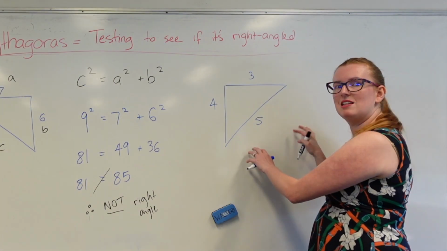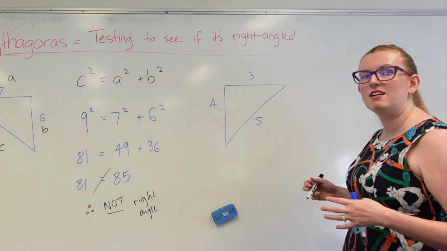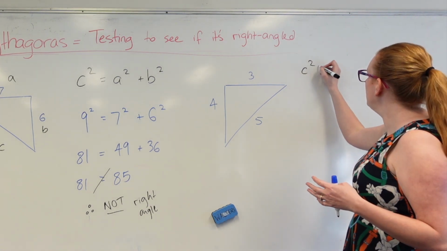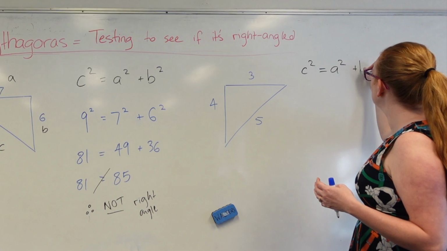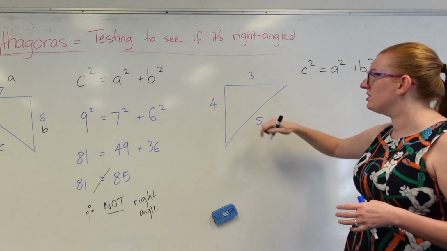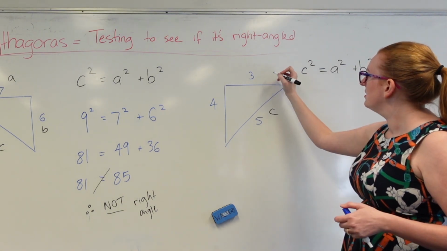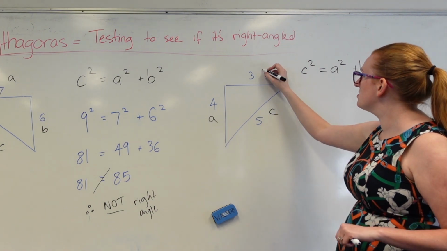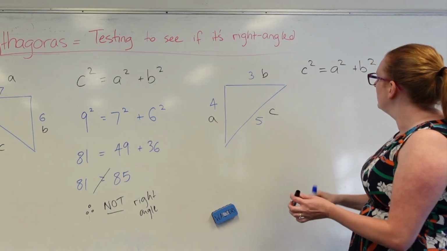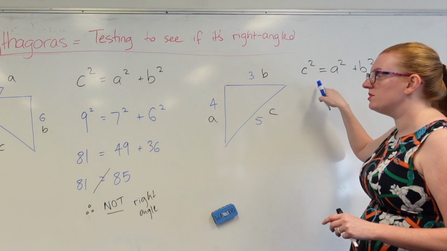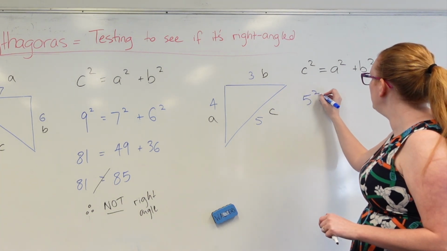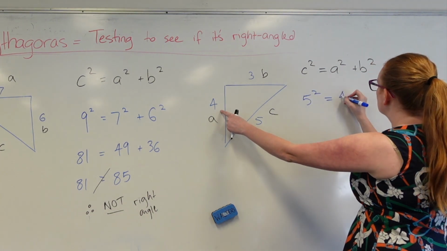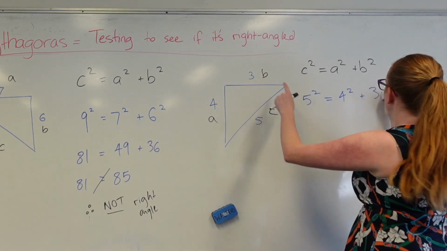Now let's test this one over here. So again, I'm going to be using my formula, c squared is equal to a squared plus b squared. I'm going to label my picture, so this is going to be C. Let's make this one over here A, and then this one can be B. So now I'm going to fill in my formula using these values. So 5 squared is equal to 4 squared plus 3 squared.